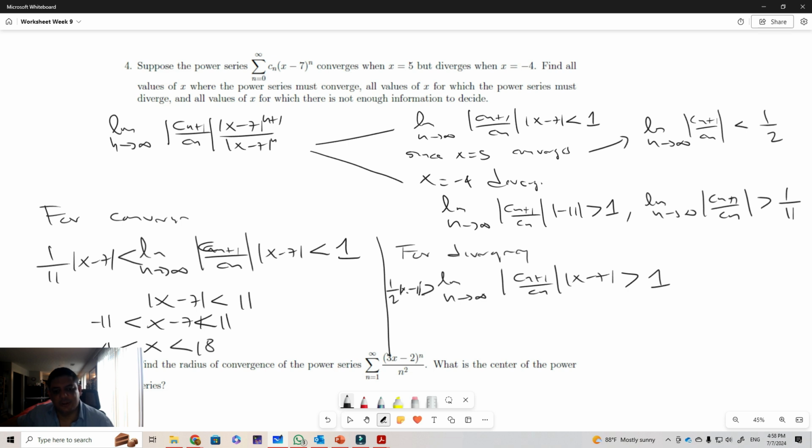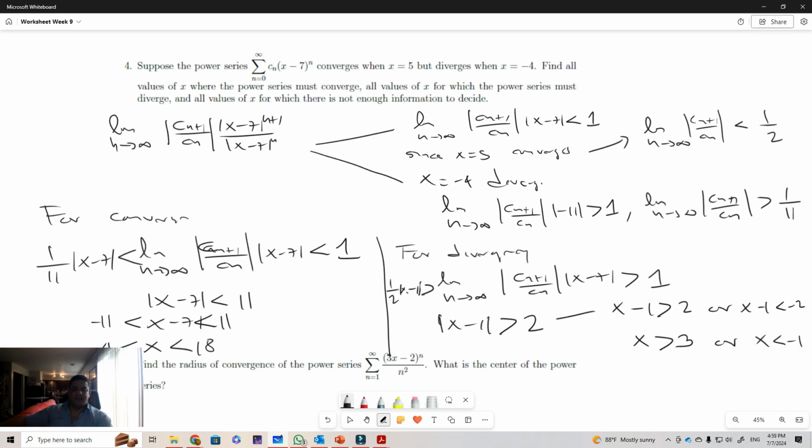I use the inequality to establish this, and so now I have that the absolute value of x minus 1 should be bigger than 2. And so that means two things. That means that x minus 1 is bigger than 2, or x minus 1 is less than minus 2. If x minus 1 is bigger than 2, I have that x is bigger than 3, or x is less than minus 1. And so I have this for divergency.